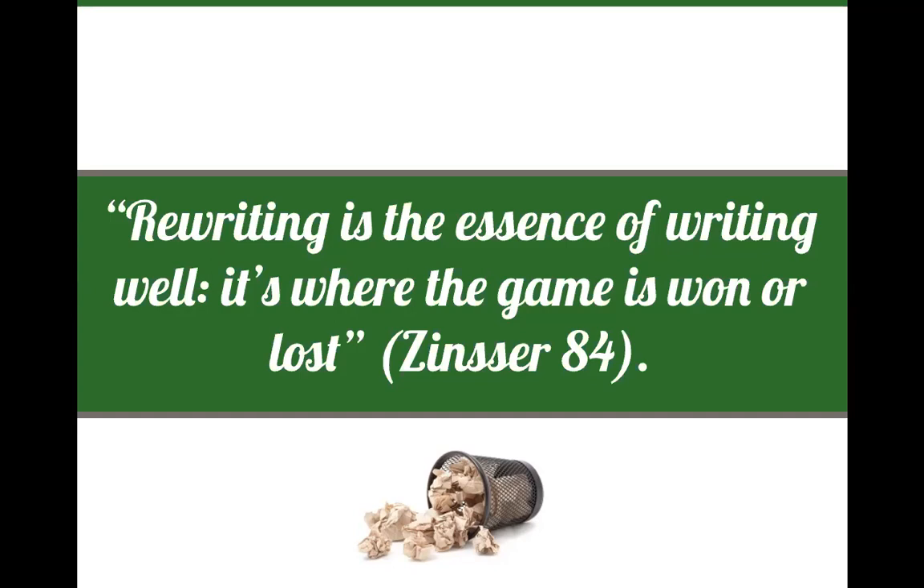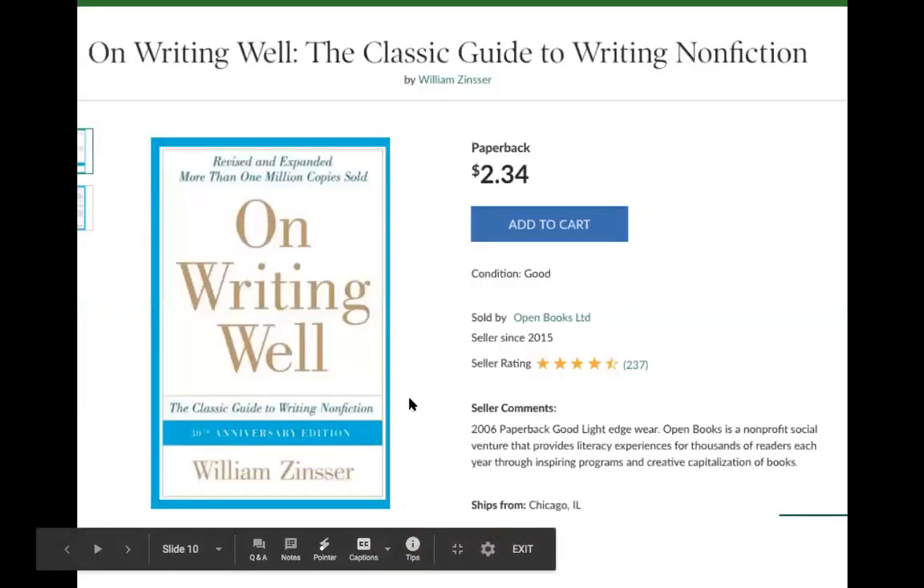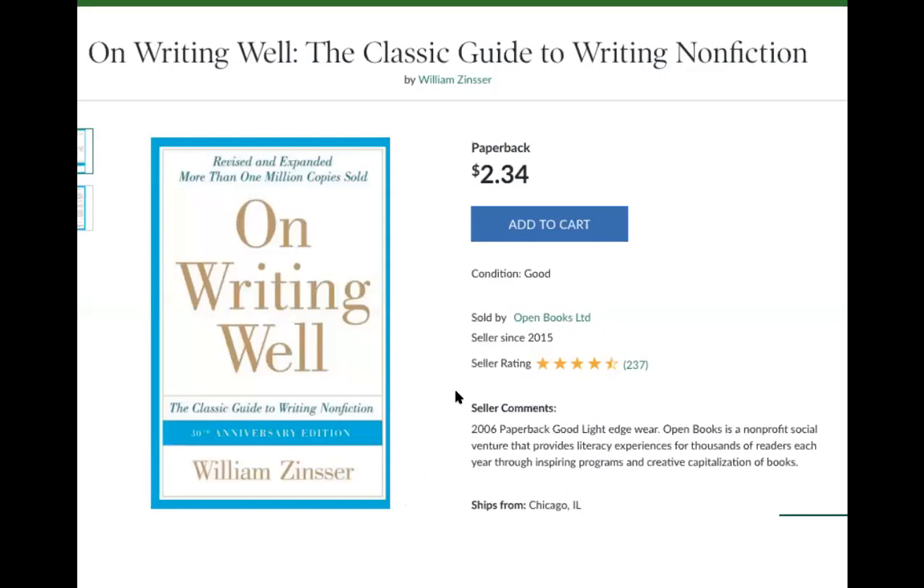But William Zinsser, who wrote this book, and it's been around forever now, it's been around for over 30 years. He died a couple of years ago, sadly, but his book on writing well, The Classic Guide to Writing Nonfiction, has really stood the test of time. And Zinsser is a writer, he's an editor, he's written books, he's written articles, and he's just a really thoughtful, funny writer who makes reading about writing in this book really funny and humorous and engaging.